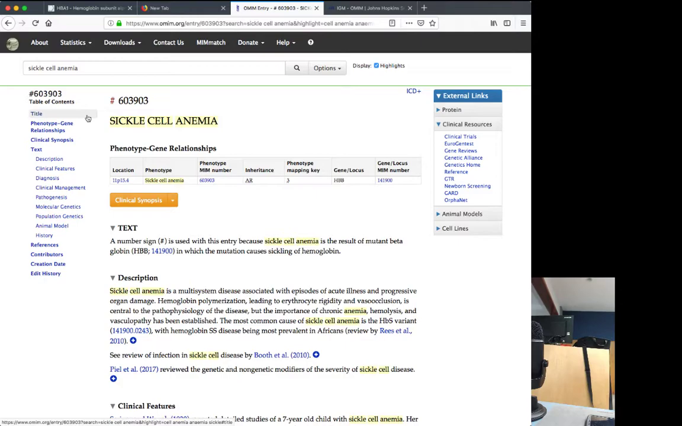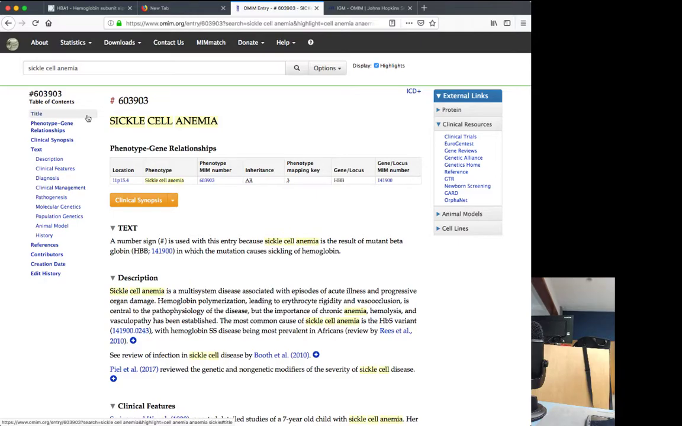There's history, reference, contributors, and of course, as in any database, when it was created and when it was last updated. The way this is depicted here is sometimes really boring. It's mostly text, so if you want the information, you have to read. There are no nice tables or graphics, but the information is still here.